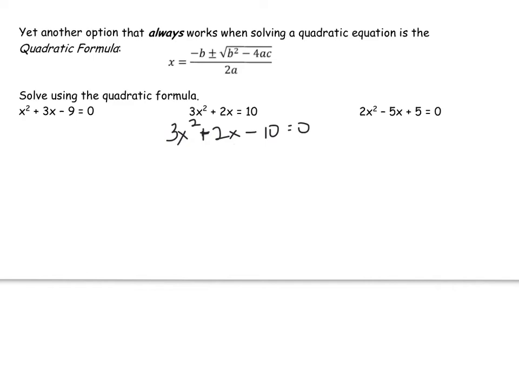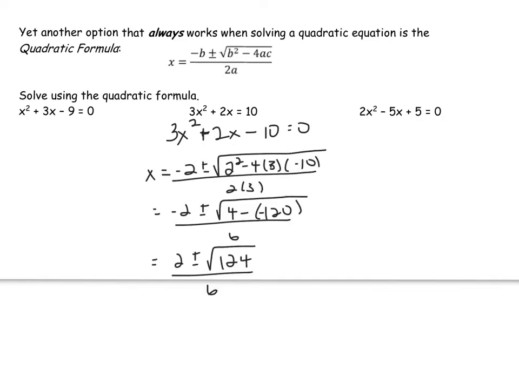Instead of waiting till tomorrow in class, let's pick it up right here. We have 3x squared plus 2x minus 10 equals 0. Start off by plugging this into the quadratic formula, and then press play, and we'll see if we can get to the same end result.